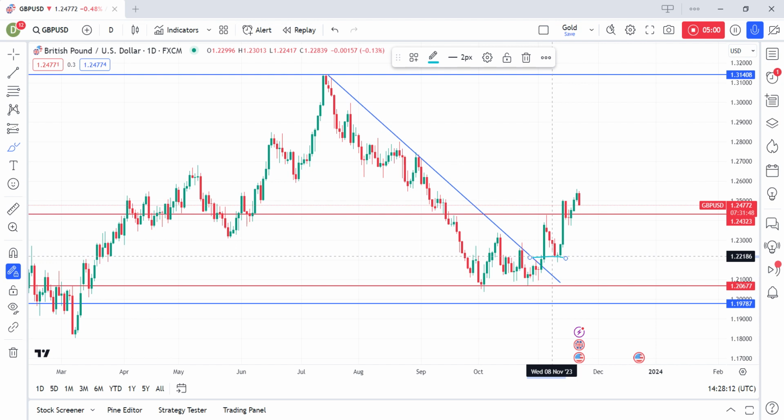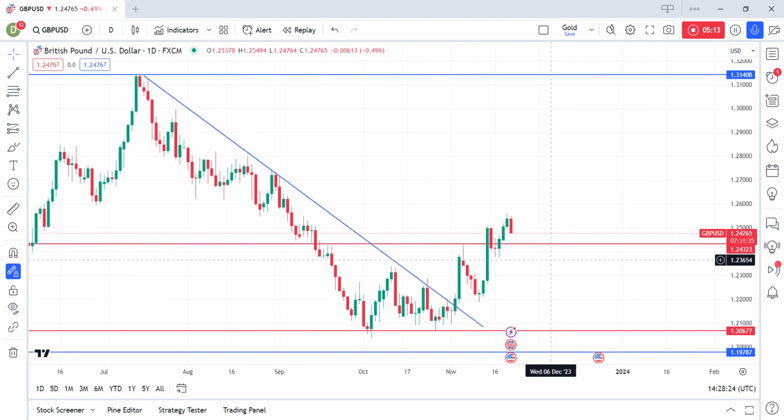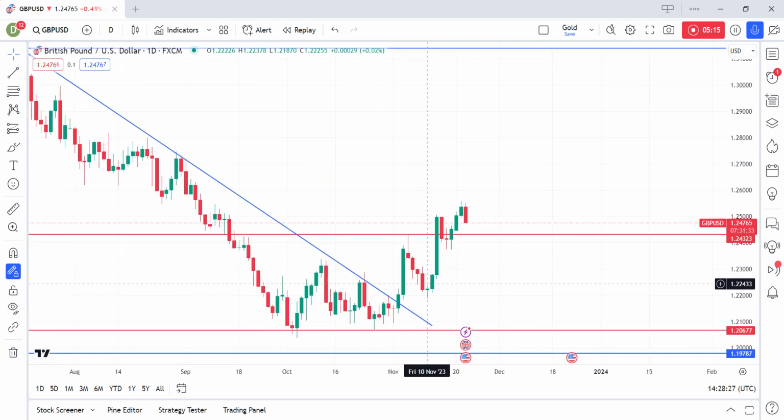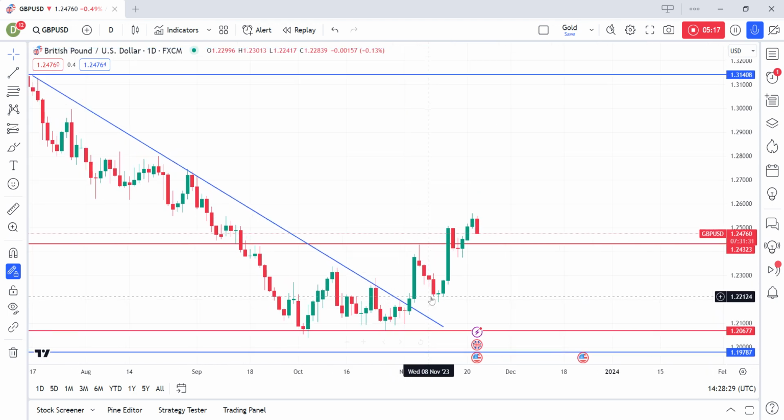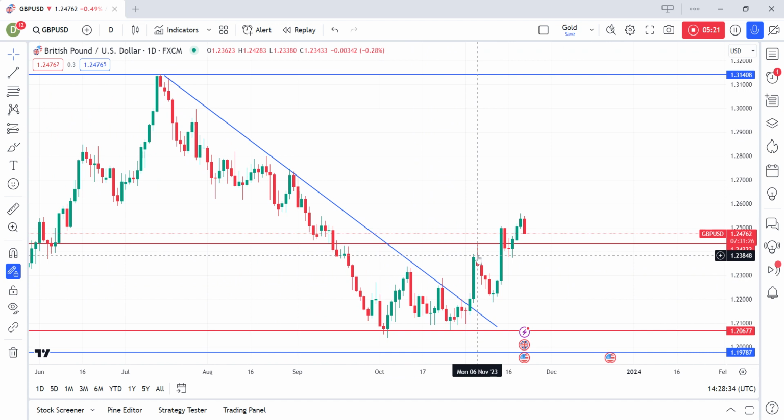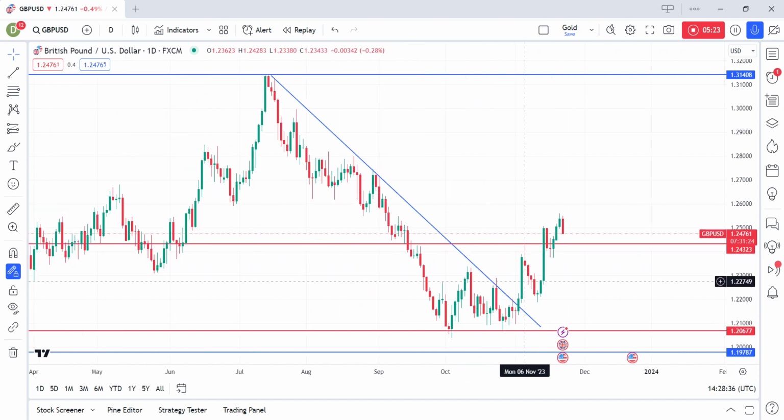Now, if I remove this drawing here and zoom in a bit for you, this candlestick here is a doji candlestick. That doji means that there is a reversal in trend. So basically, as you can see, it went up, broke our daily time frame, and dropped back down.